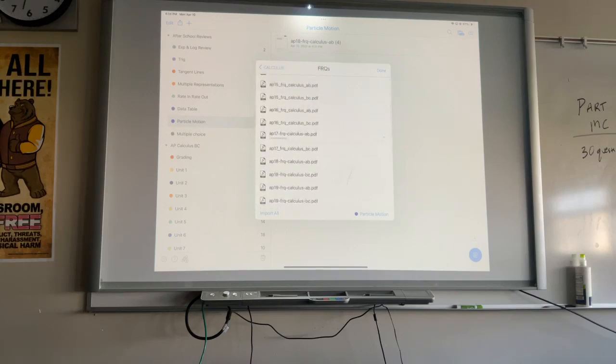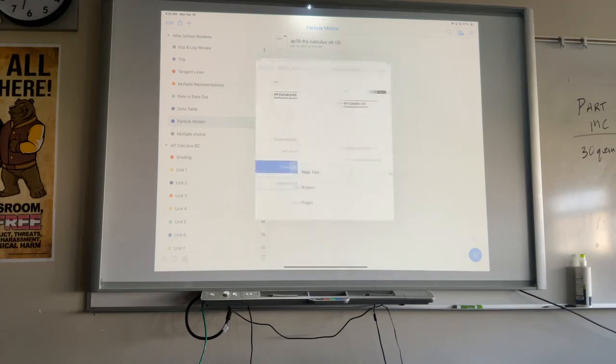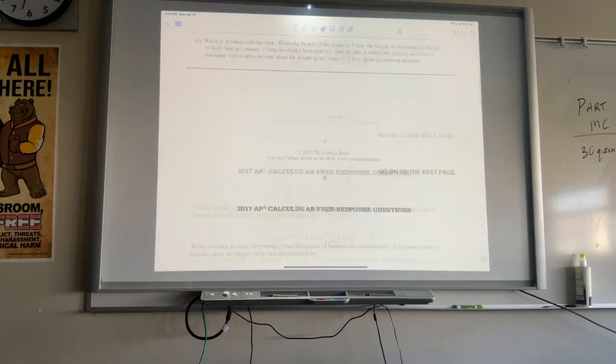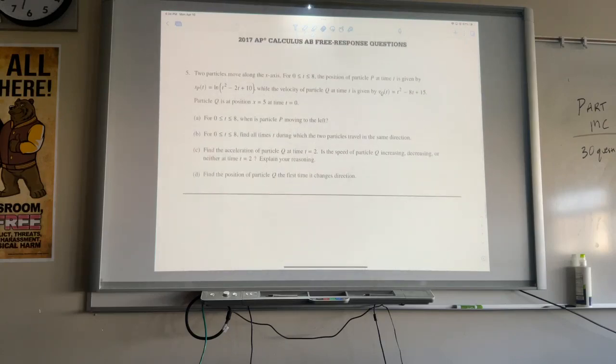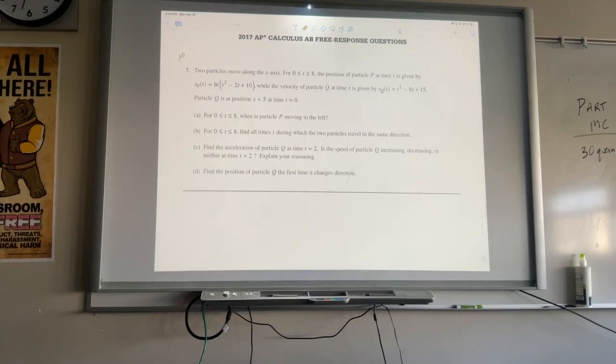Alright, going back to 2017, year where I played in very horrible Pokemon. Number 5 uses no calculator. Now, you guys, the first thing I would do is you want to keep yourself organized because there's 2 different particles in here, okay? We have a particle P and we have a particle Q. Make sure you know what you're doing, alright?